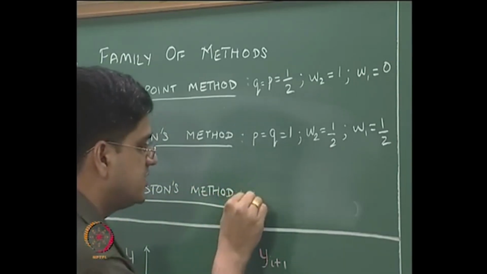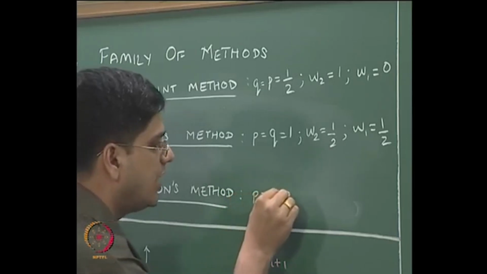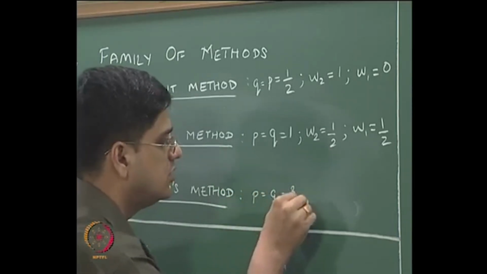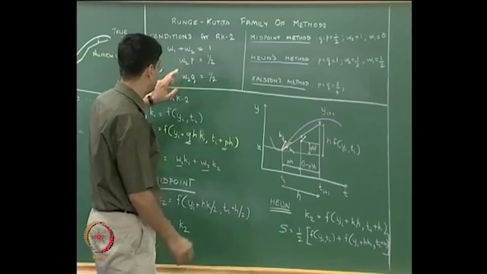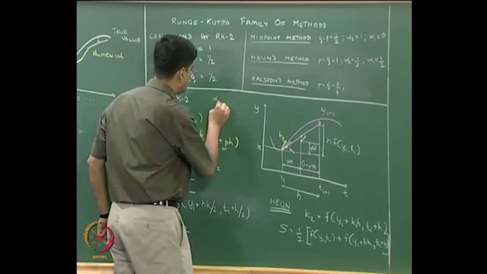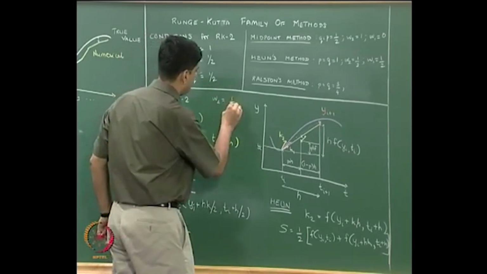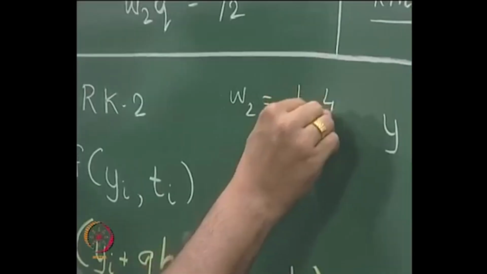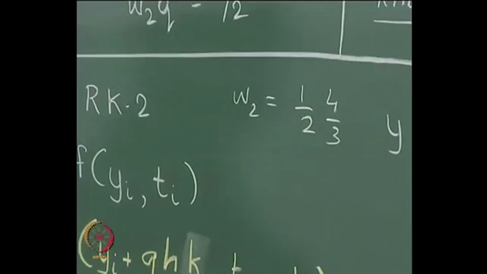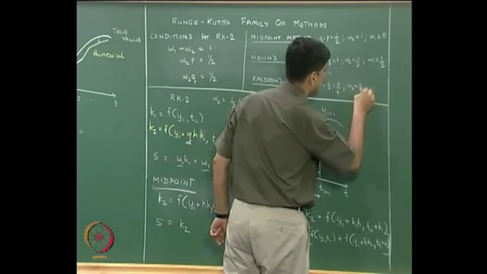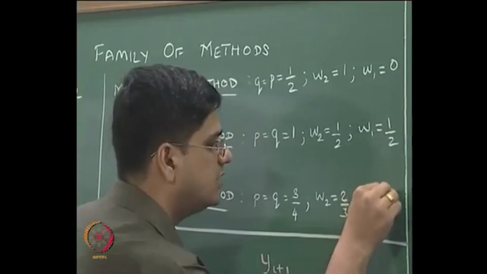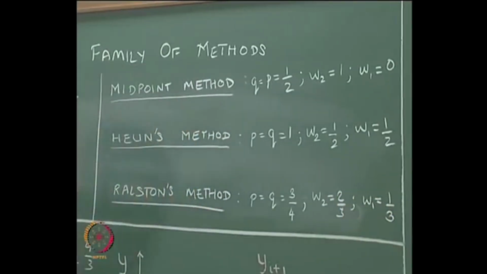And in Ralston's method, P and Q are chosen as equal to 3 by 4, and when P is equal to 3 by 4, our W2 is going to be 1 by 2 multiplied by 4 by 3, which is going to be 2 by 3. So W2 will be 2 by 3 and W1 is going to be 1 by 3, okay.